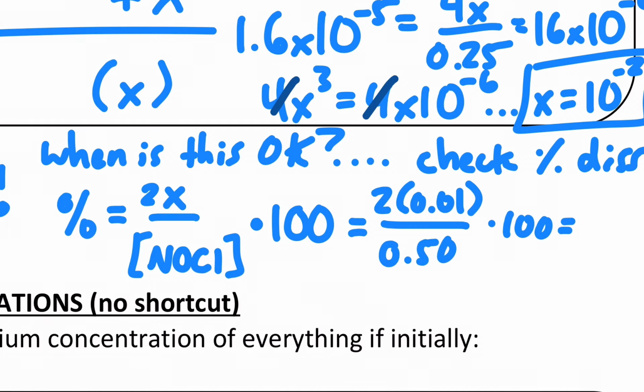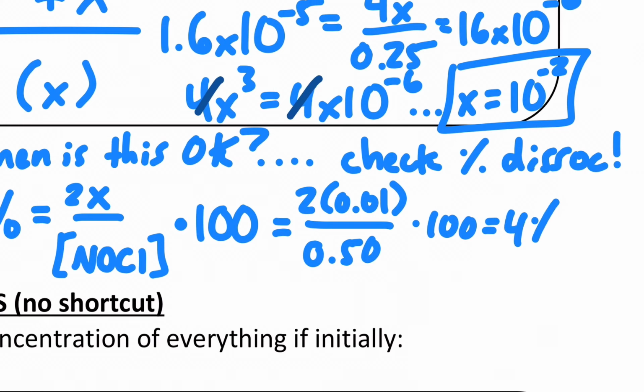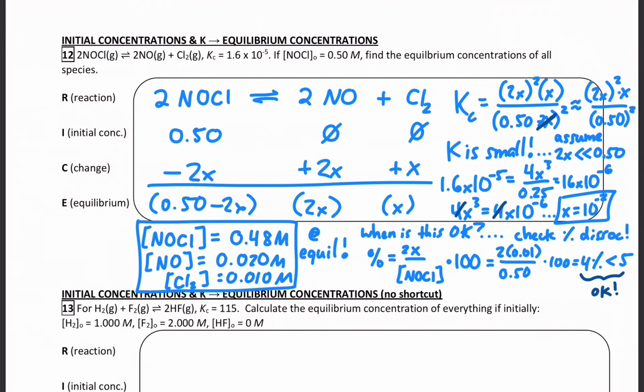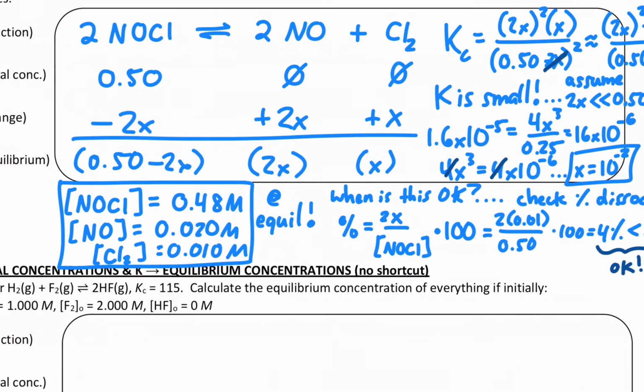Multiply that by 100. When you do that, you get 4%, which is less than 5, and chemists have said that as long as it's less than 5% dissociated, as long as that difference is within 5% of what we're losing it from, that's okay. So this one is actually pretty close to being not okay. Makes sense when we plug it back in, you actually get a difference that's measurable, but it's close enough.